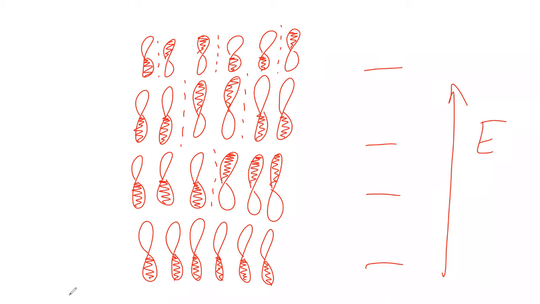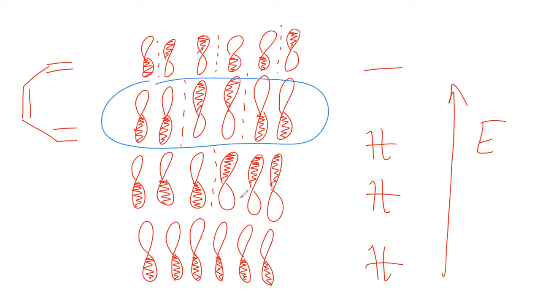How many electron pairs do we have in this pi system? Just pi electrons. It's hexatriene. Yep. Three pairs, right? Six pi electrons. So when we're filling this up, our HOMO is going to be when we've used up all six, right? That tells us that under normal conditions, this is our HOMO.